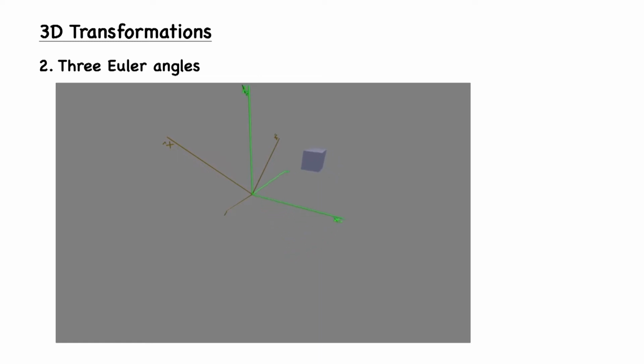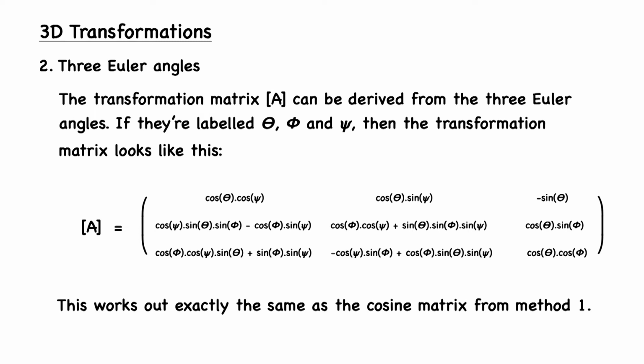So, there's the first in the x1, x2 plane, now the second in the x1, x3 plane, and finally the third in the x2, x3 plane. And this brings the frame of reference into exact alignment with the k' frame. The transformation matrix A can now be derived from those 3 rotation angles, which I'll call theta, phi, and psi, and it looks like this.